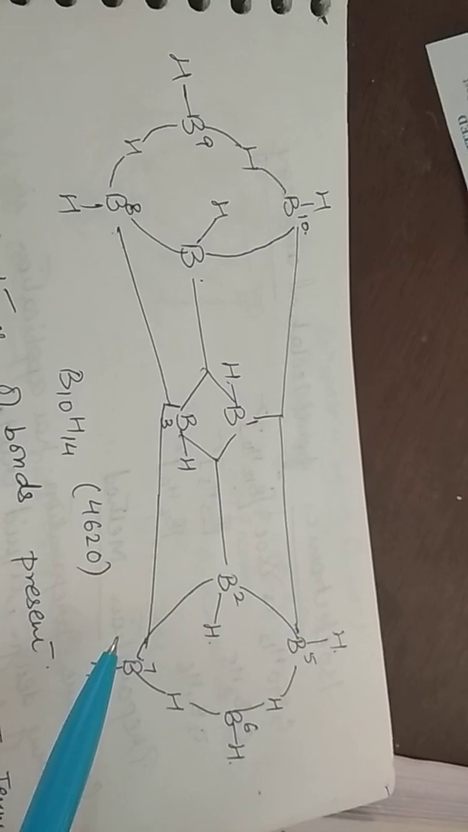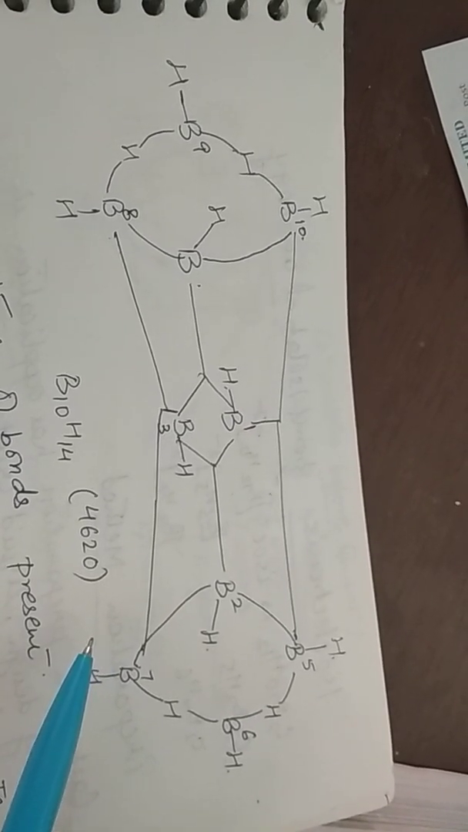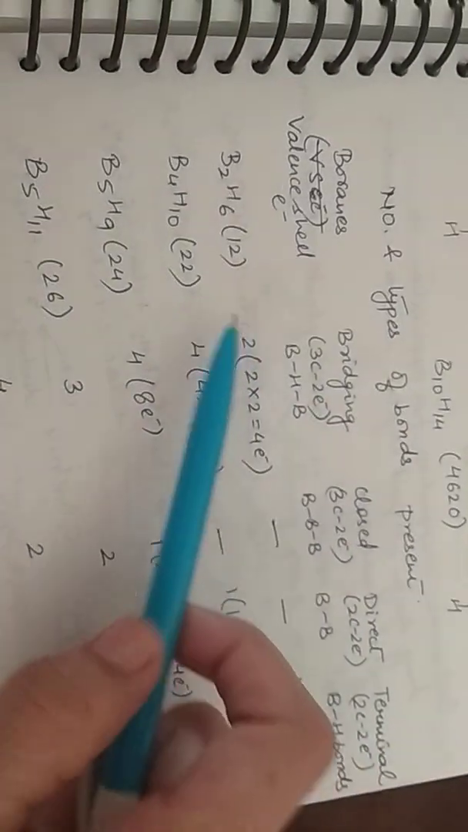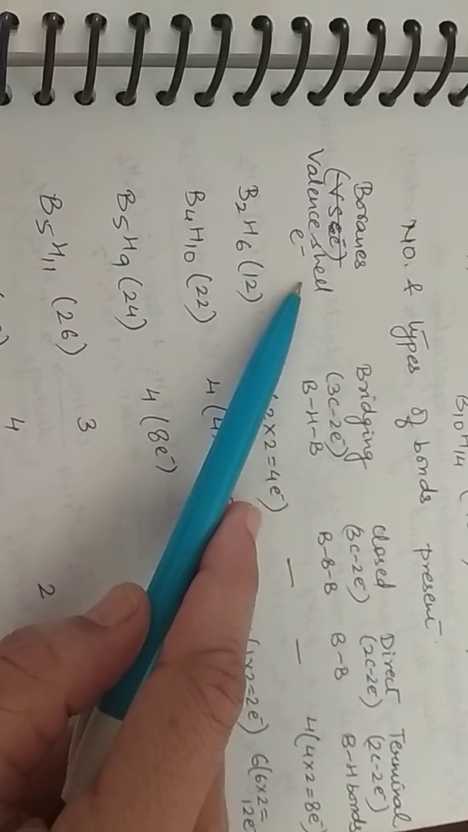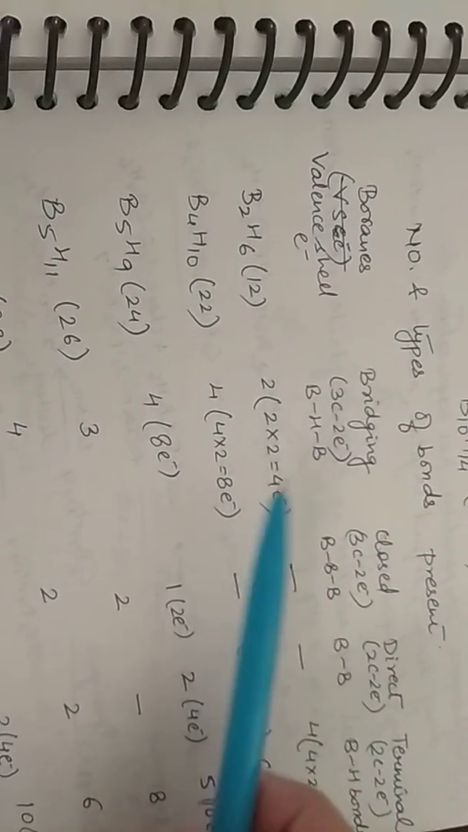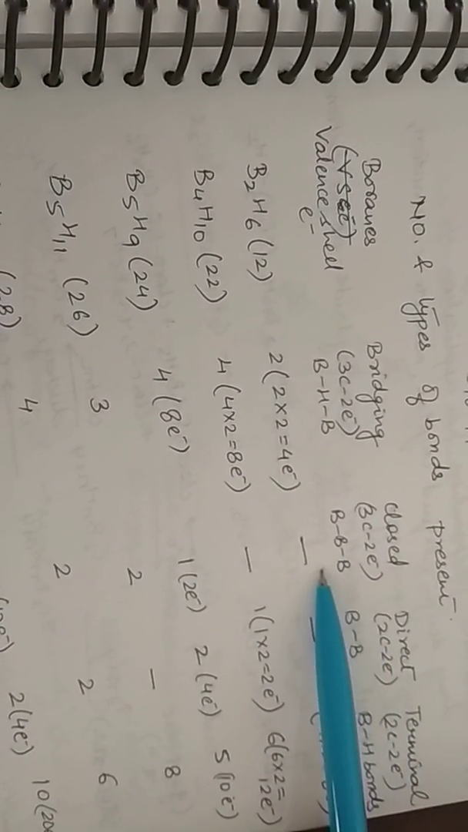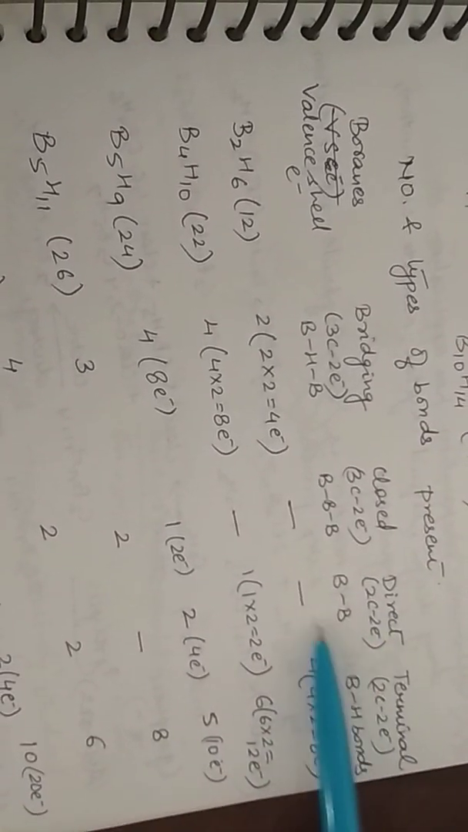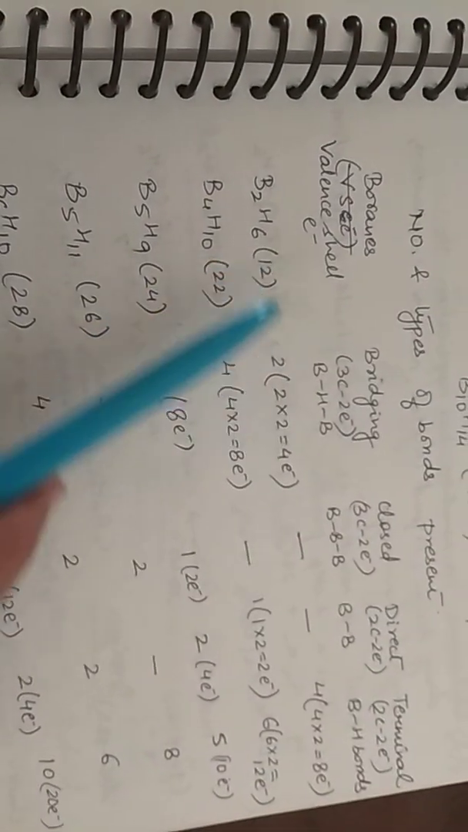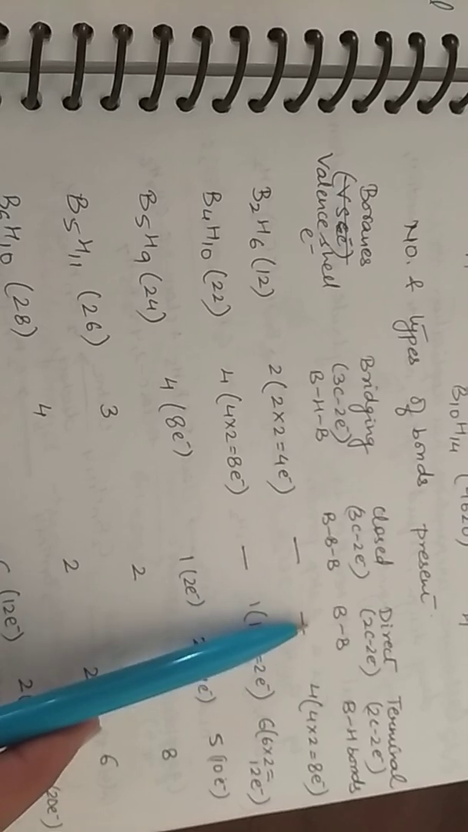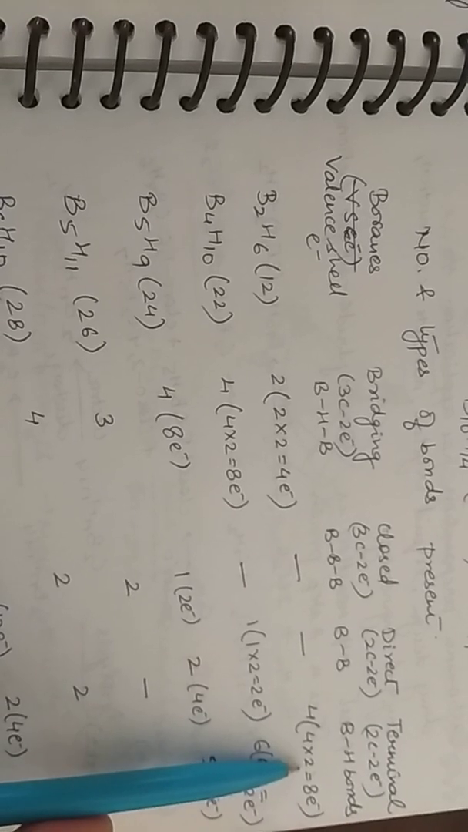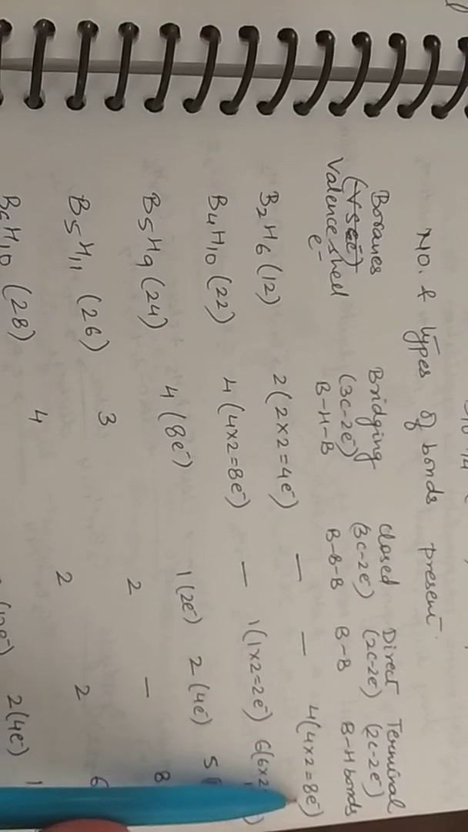Let's tabulate them: what is the electronic contribution for all of them in one place, what we have understood till now, and the number and types of bonds present. So these are the boranes and their valence shell electrons. Suppose in B2H6 the total is 12. So the bridging 3 center 2 electron bonds, how many are there? The closo 3 center 2 electron, how many are there? Direct 2 center 2 electron and terminal 2 center 2 electron BH bonds, how many are there? As we know in B2H6 there are no BBB and BB bonds, so this is a dash here. Then terminal 2 center 2 electron are 4, so 4 into 2, everybody contributes 2, so it becomes 8 electronic contribution.